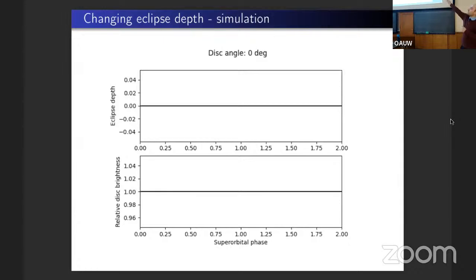You can see the disk angle is 0 degrees, so the disk is in the orbital plane, the simplest case possible. The top panel shows how the eclipse depth changes depending on the superorbital phase, so how it changes depending on the phase of precession of the accretion disk. The lower panel shows the superorbital variability. And of course, here the disk is inside the orbital plane, so there is no superorbital variability.